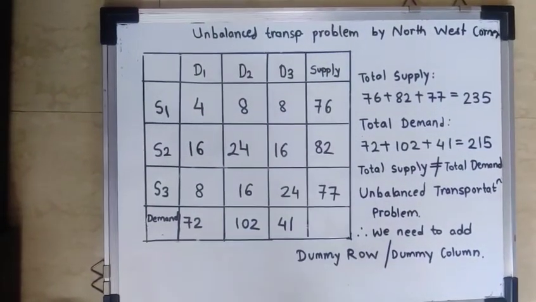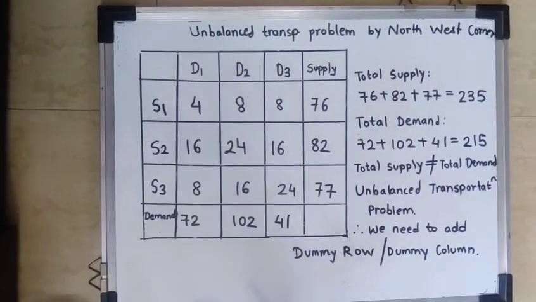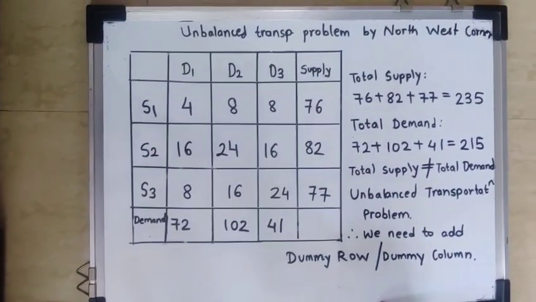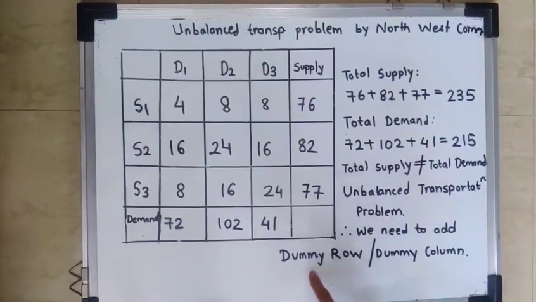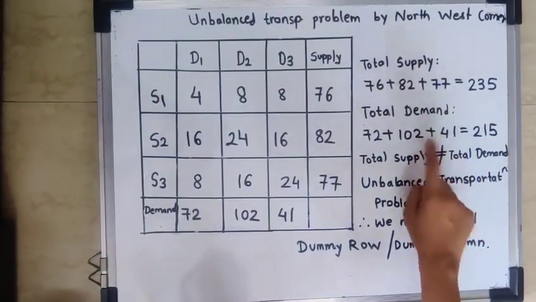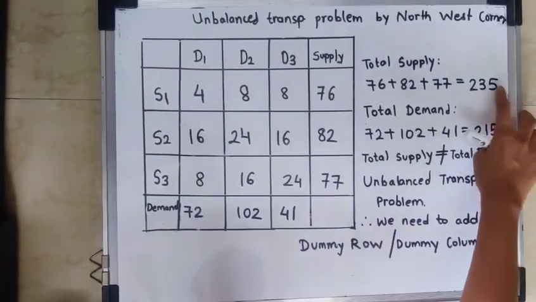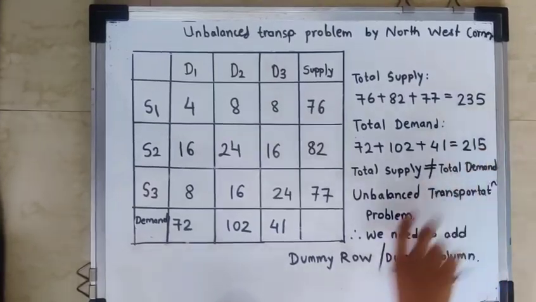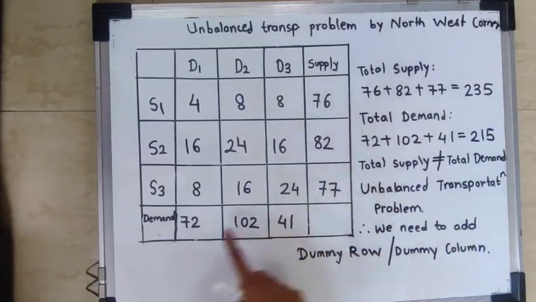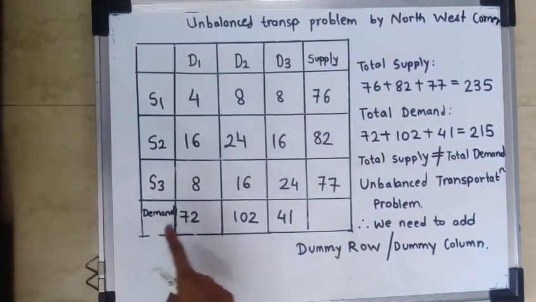If it is an unbalanced transportation problem, the first step is you have to convert it into balanced transportation problem and then solve it. So now, how to solve it? We need to add dummy row or dummy column based on the supply and demand. As we can see here, demand is less and supply is more. So we need to increase the demand and make it equal to the total supply. So to increase, we need to add a dummy column if the demand is less.